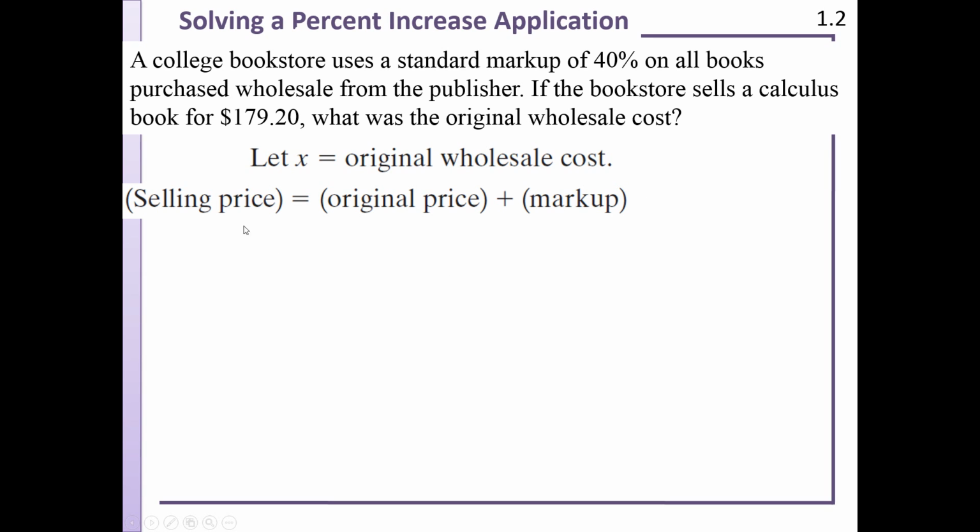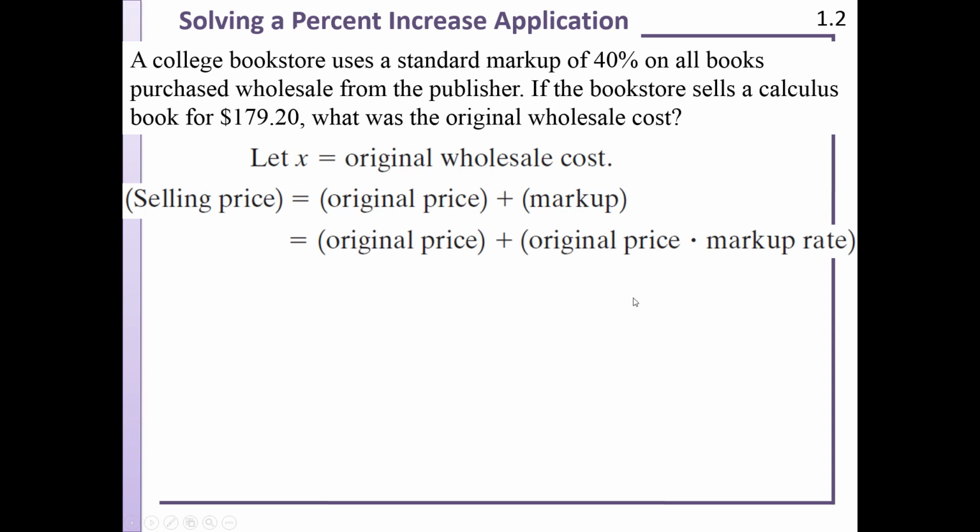So the selling price for the book is going to be the original cost plus markup. And we know what the markup is. The markup was 40% of the cost of the book. So the markup is what the original price was times the 40%, which is going to be times 0.4. So if we just make the substitution, the selling price, which we know here is $179.20, that's equal to the original price, which was unknown, plus the markup. The markup is the original price times 0.4.